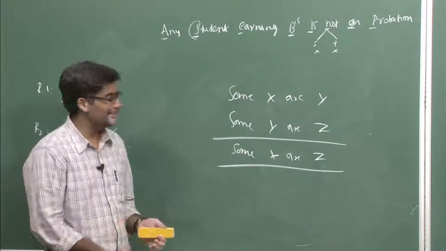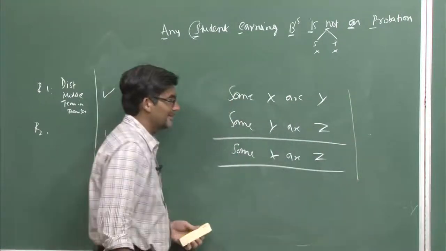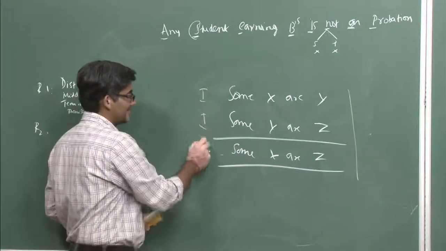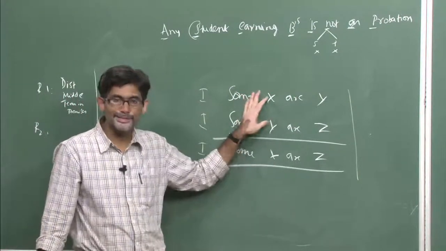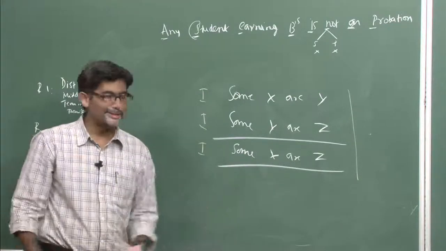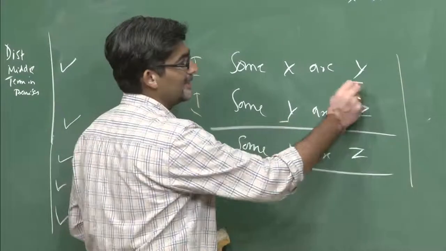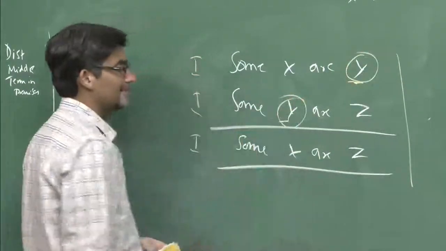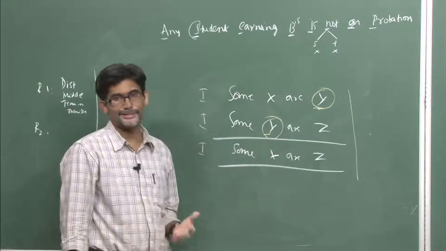But the problem here is that according to the theory of syllogisms, all are I propositions. First of all, when you have two particular propositions, I propositions, you cannot infer anything. Why? Because again the middle term here is y, so the middle term has to be distributed at least once in the premises.